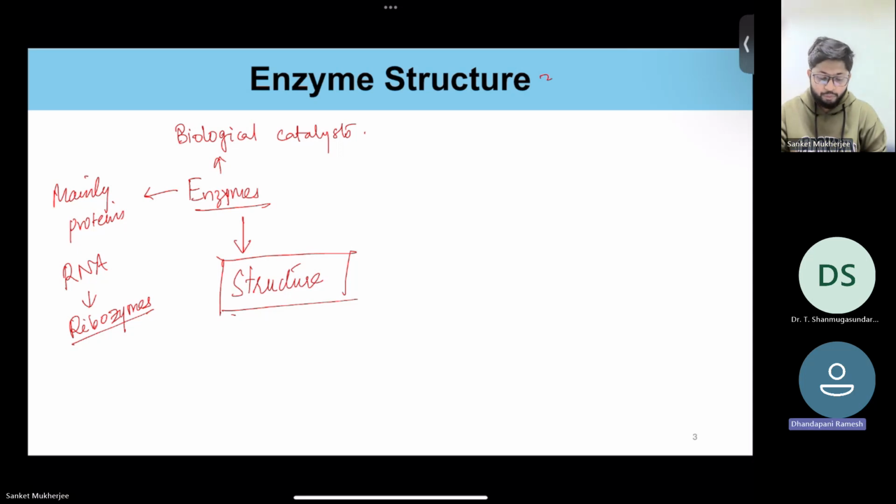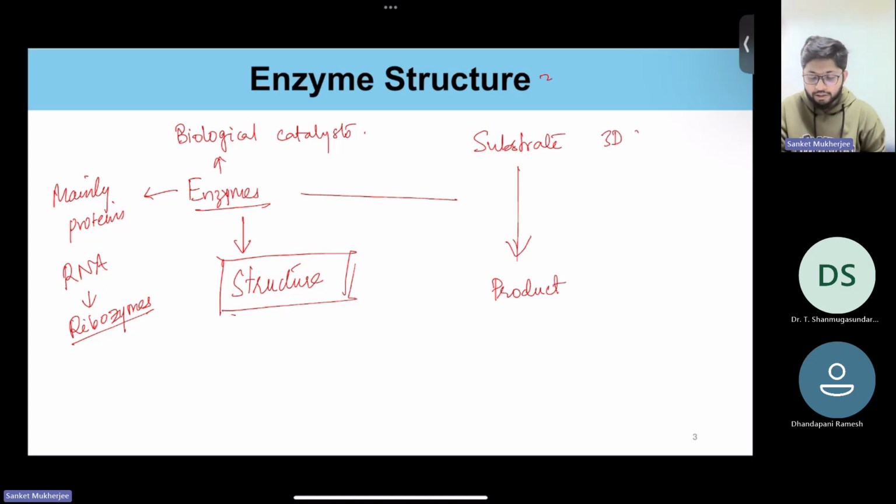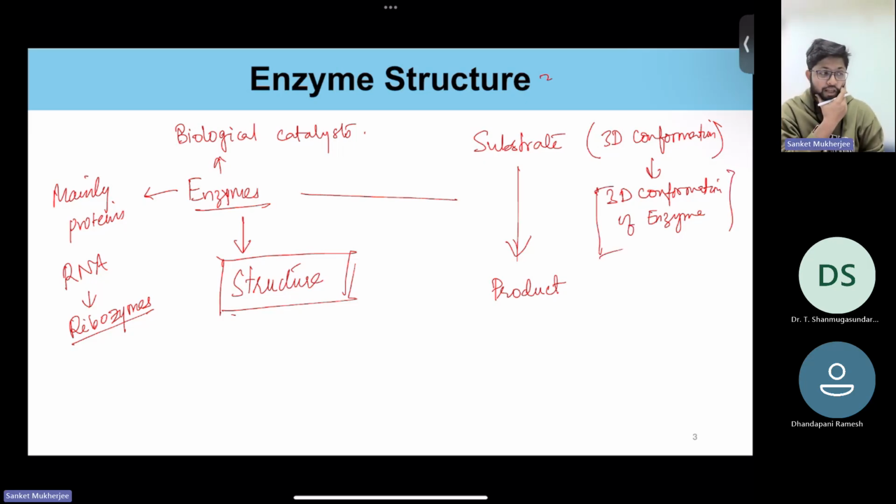What an enzyme does is essentially convert substrate to product. There is a 3D conformation of the substrate, and then there is a 3D conformation of the enzyme, which have to be complementary to each other for the enzyme to function.